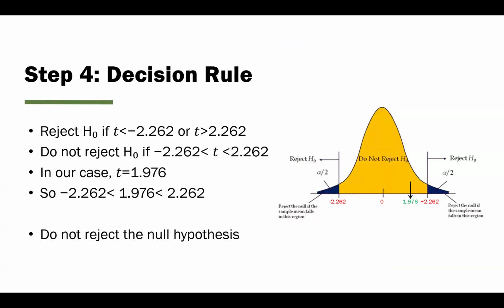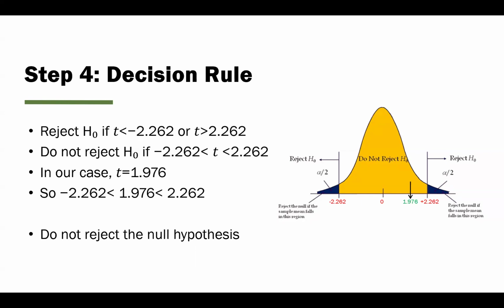Now we have to make the decision. We will reject the null hypothesis if t is less than minus 2.262 or t is greater than 2.262. It is easier to understand here. This is the t distribution curve for 9 degrees of freedom. This is the central value, and these are the two critical regions. The plus 2.262 is the positive critical region and the minus 2.262 is the negative critical region, because it is a two-tailed test.